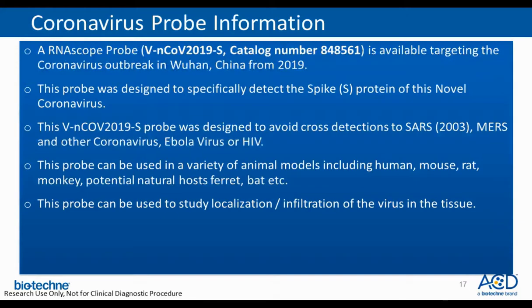The probe can be used in a wide variety of animal models, such as human, mouse, rat, monkey, and potential natural hosts, such as ferret, bat, etc. This probe can be used to study localization as well as infiltration of the virus in different tissues.